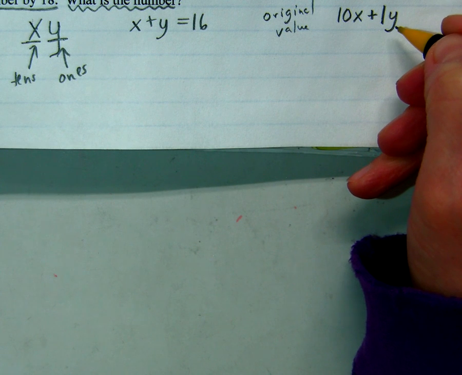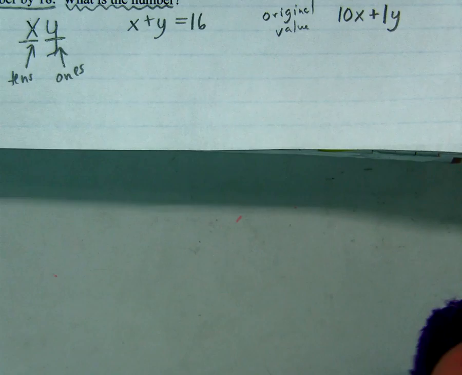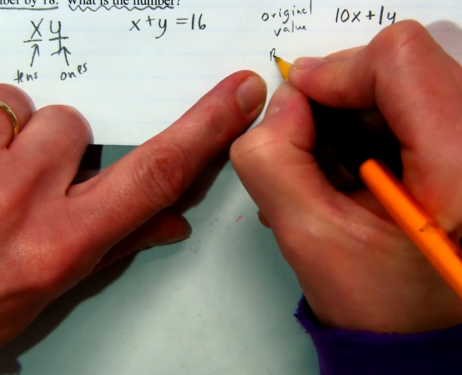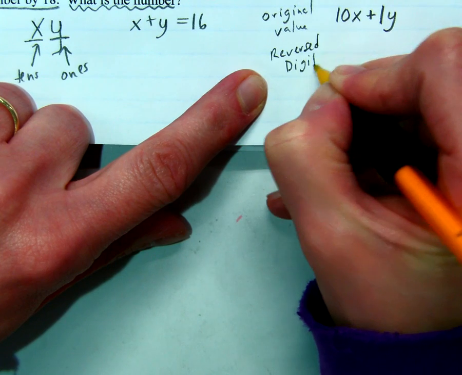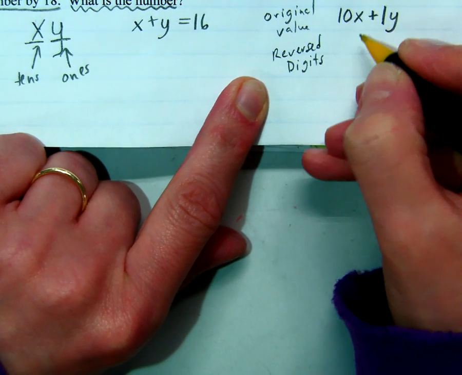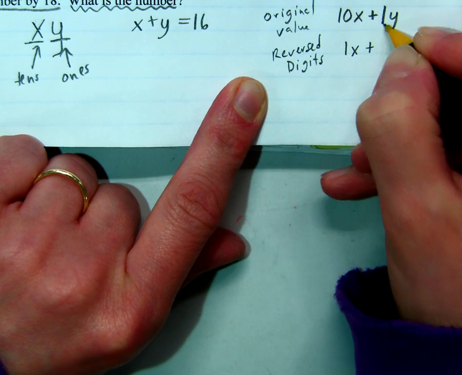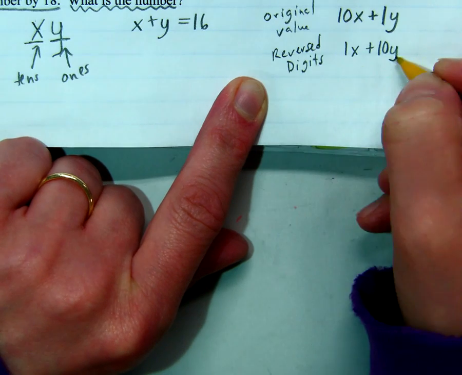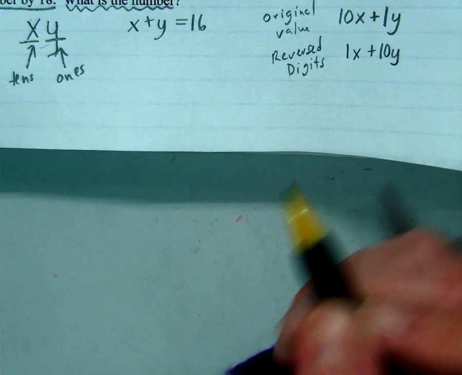And we don't know what the value of the number is. We don't know what the number is. So we're just going to keep it as 10x plus 1y for a second. Now, if they reversed the digits and we were trying to find the value, then I would make the tens place only worth 1 and the ones place worth 10. And they still don't tell us what the value is, but basically they're just switching the x and the y.